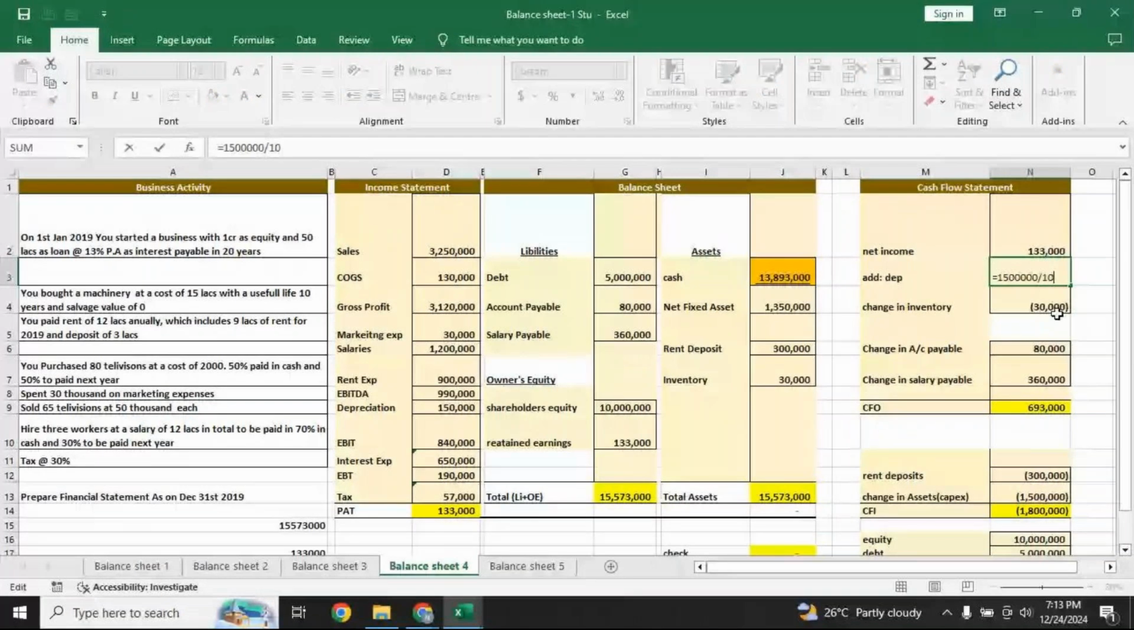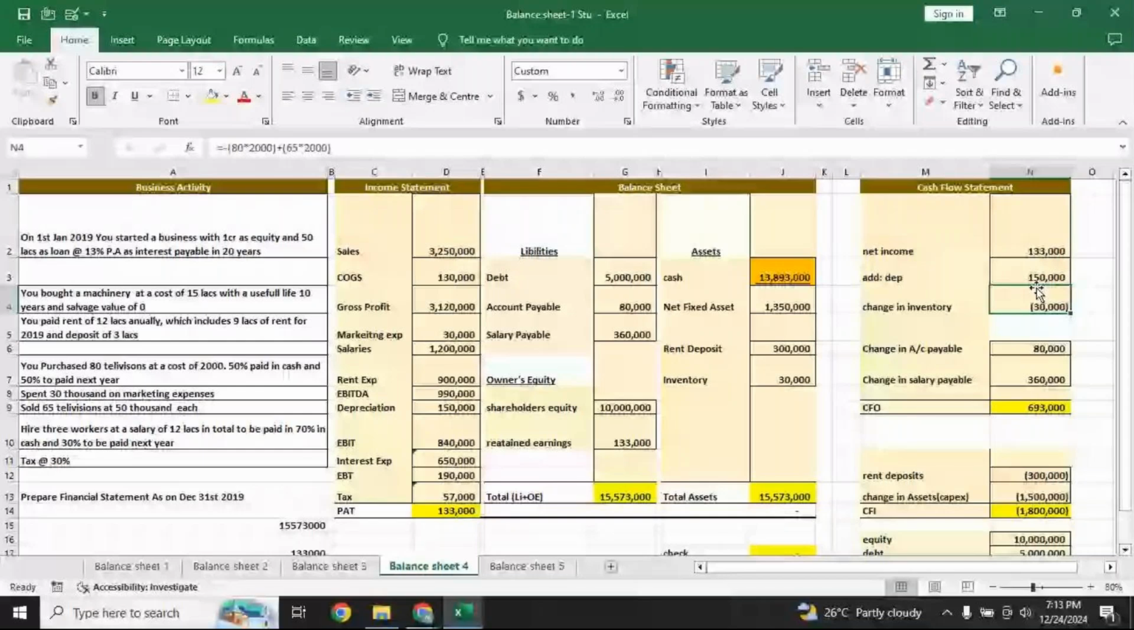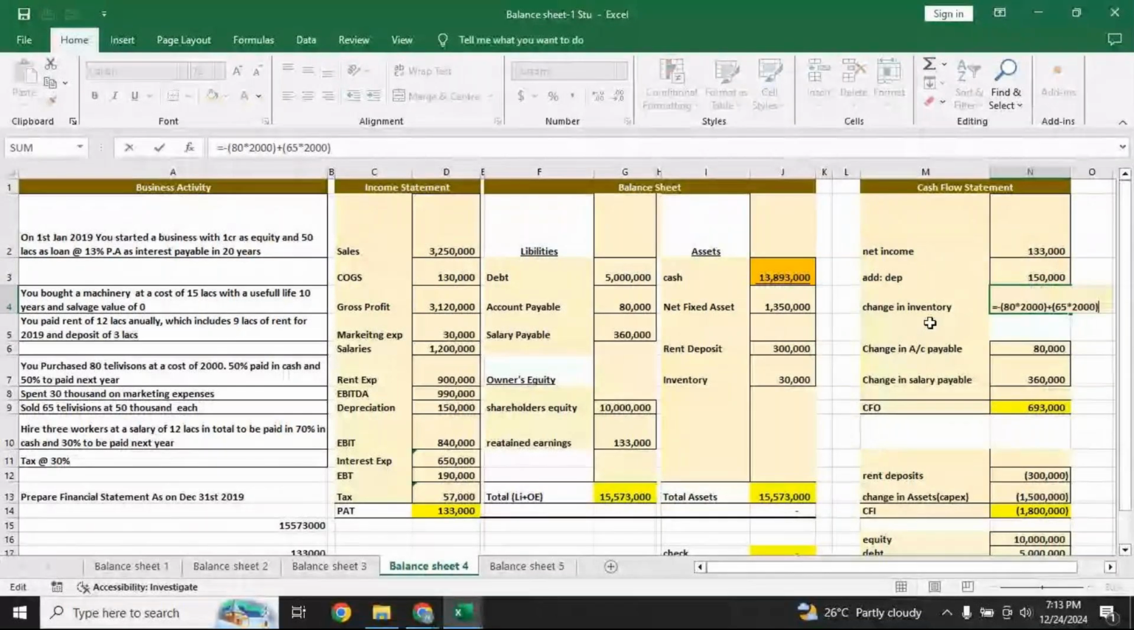Change in inventory. I bought 80 televisions at a cost of 2000 each, and I sold 65 televisions. The cost incurred to buy those items, the COGS, is 2000 each. So this will be my change in inventory, and it will be in subtraction, in the minus.